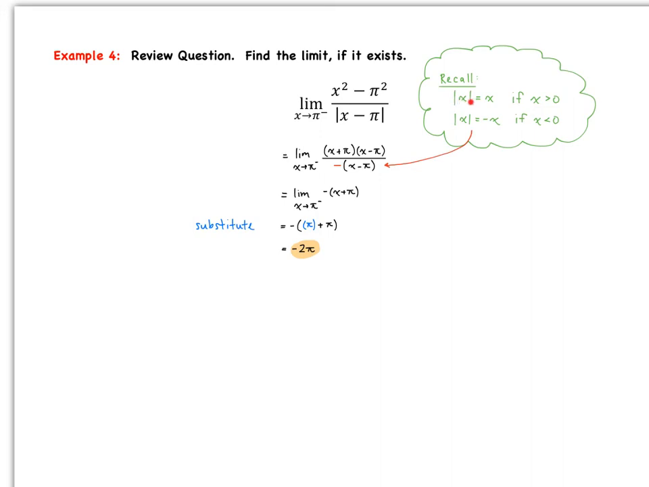So the absolute value of x equals x if x is greater than 0. So if x is positive, the absolute value of x is simply x. If x is negative, then the absolute value of x is equal to the opposite of x. Don't think of it as negative x, think of it as the opposite of x. Okay, so this is going to come into play.